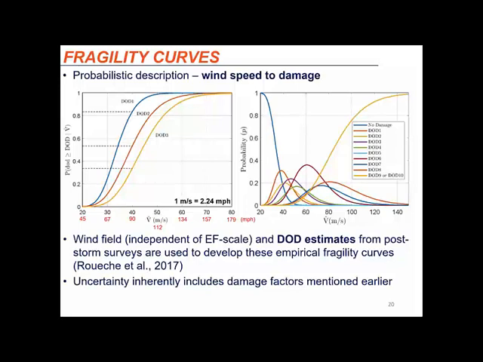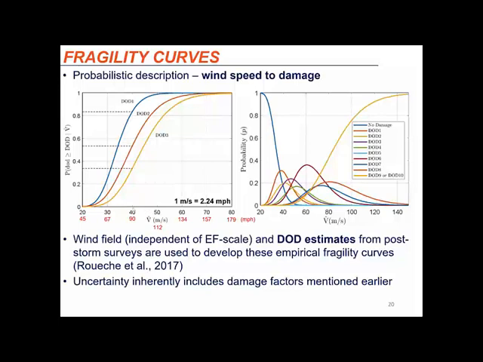And so some of the uncertainty in these curves, which I'll talk about briefly, inherently includes some of the damage factors mentioned earlier. All we see is an end result damage state. We really have no idea, unless we're going to do some really detailed forensics, how that particular structure arrived at the damage state. So let me give you a brief overview of the fragility curve.